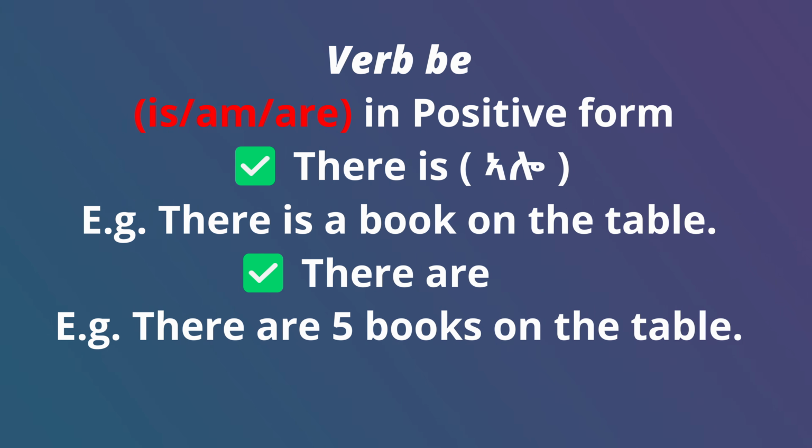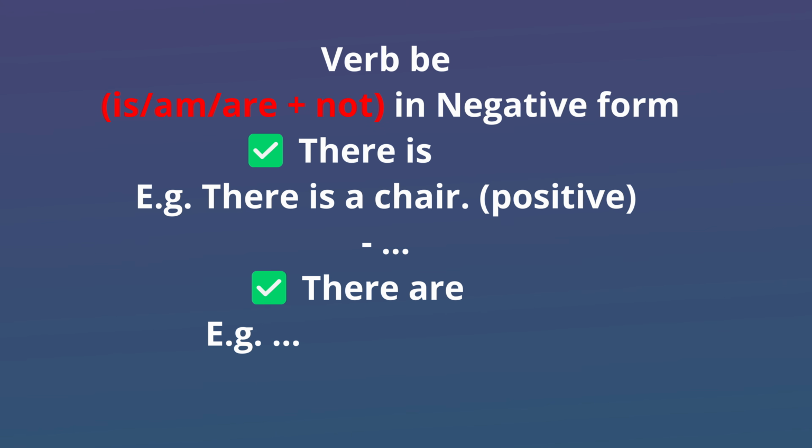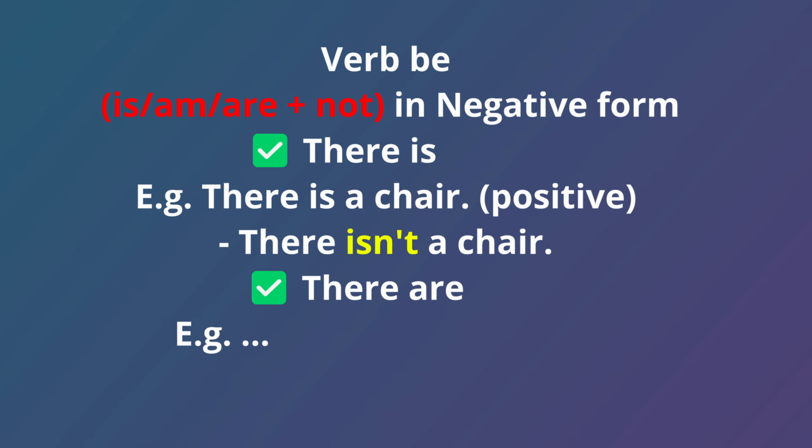Then the question form. There is a chair. This is the simplest form to make it negative. We put not after the verb: there is not a chair. But normally we don't say there is not, we say there isn't a chair.